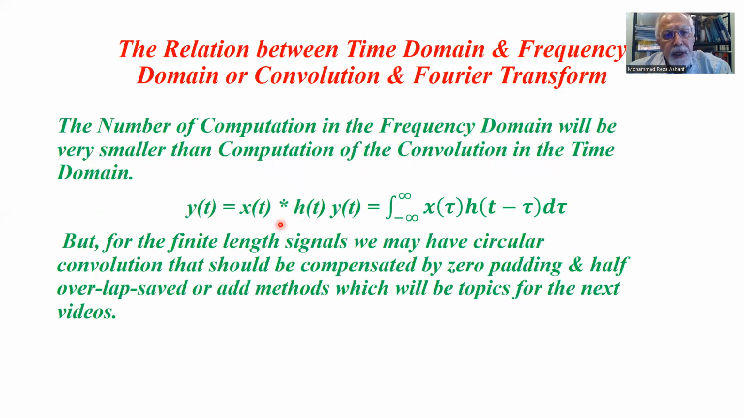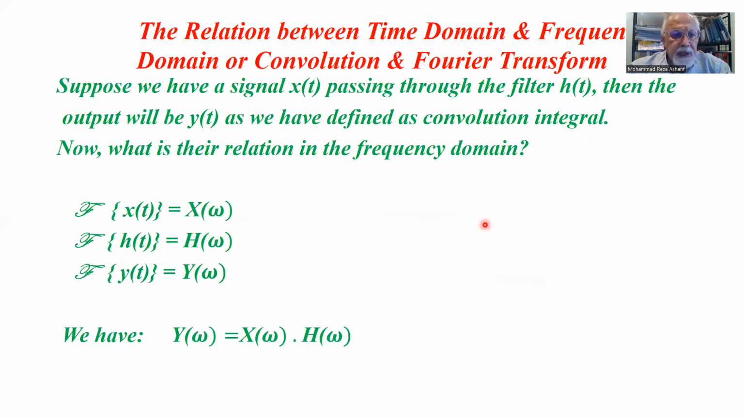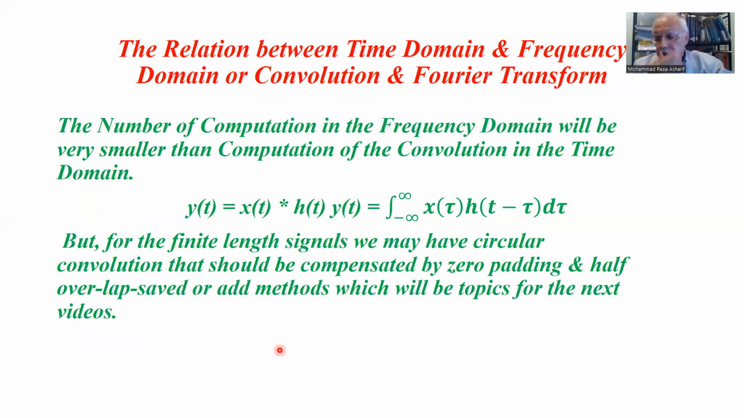Because the convolution in the time domain is y(t) equals x(t) asterisk h(t), which is separated. So y(t) can be written like this. This computation is rather complicated because it needs many more computations. But if you use this one, it's very simple: just transform to the frequency domain, multiply, and invert back to the time domain. That is saving in computational number.